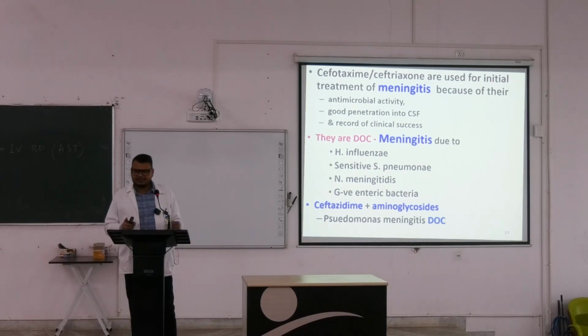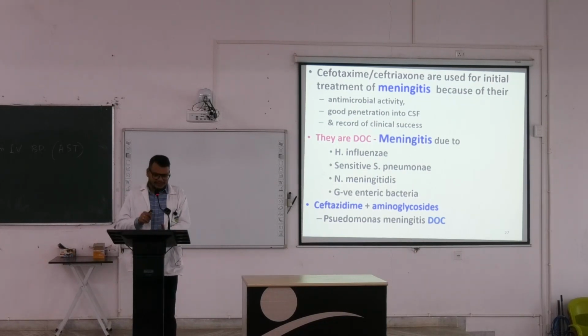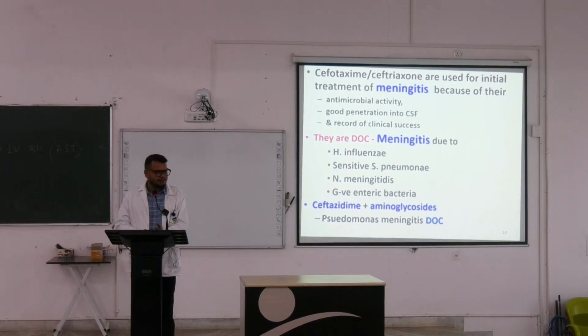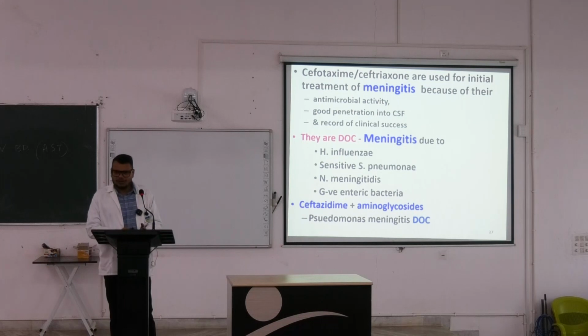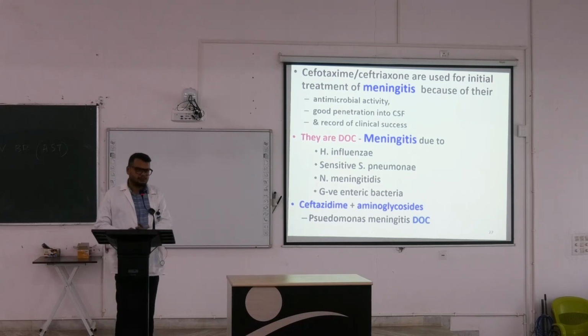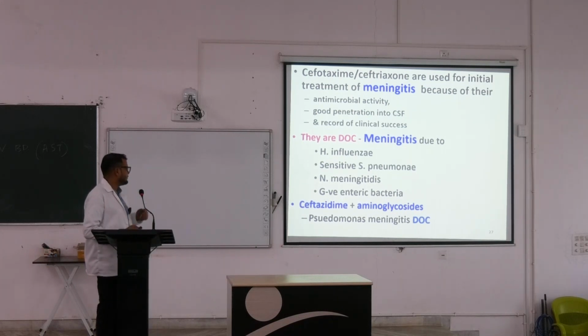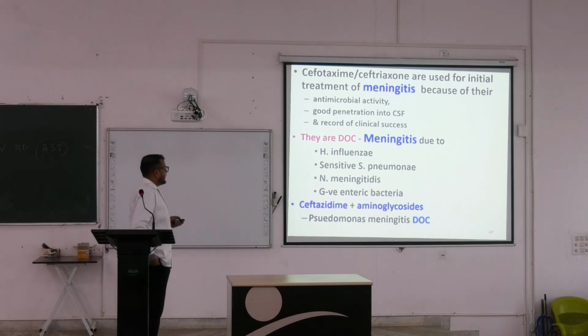You see, again I am telling, ceftriaxone uses: skin and soft tissue infection, number 1, meningitis, enteric fever, gonorrhea, urinary tract infection. Okay, you can give ceftriaxone and you can combine it with aminoglycosides like amikacin, gentamicin.